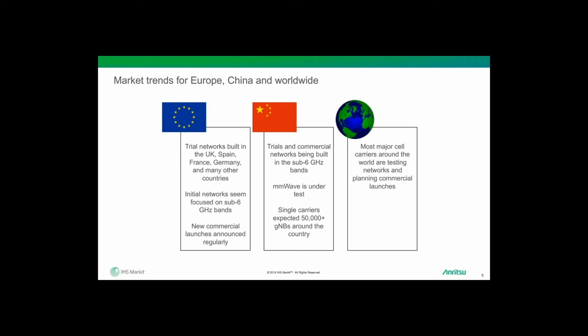And then, of course, around the rest of the world, we're seeing more and more activity as things move along. So that's what we're seeing around the world. Like I said, it's evolving every day, and it's exciting to see it unfold. So back over to you, Richard.